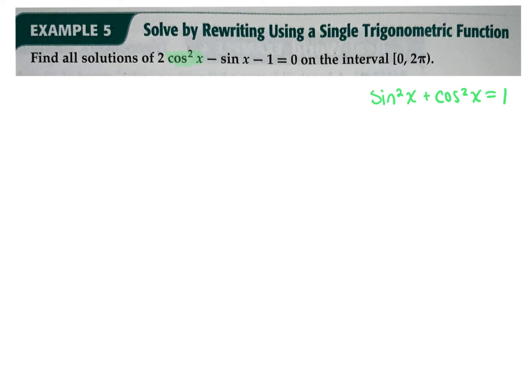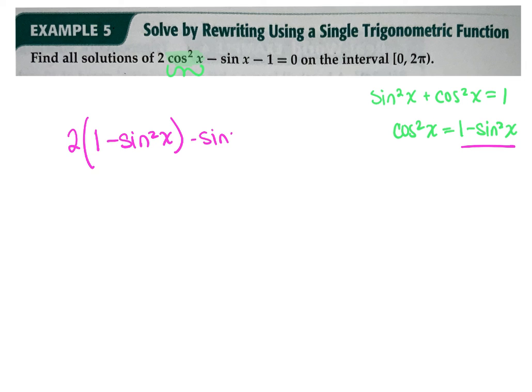So if I want to get rid of that cosine squared, I can say, well, get cosine squared by itself. So cosine squared equals 1 minus sine squared. Everybody agree with that based on that Pythagorean identity, right? So I am going to take this guy out and replace him with that. So I'm going to rewrite this, and I'm going to say 2, and instead of cosine squared, I'm going to replace it with 1 minus sine squared of x, minus the sine of x, minus 1 equals 0.